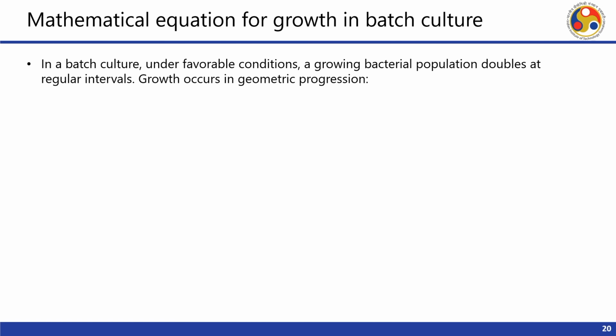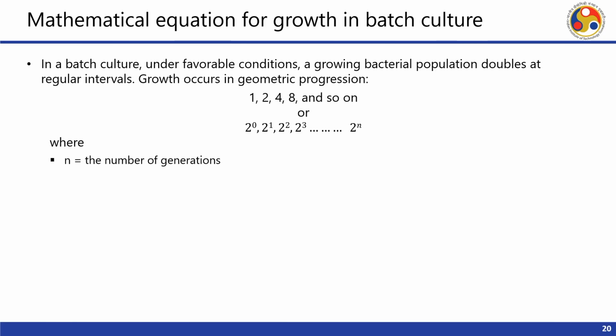The mathematical equation for growth in a batch culture. In a batch culture, under favorable conditions, a growing bacterial population doubles at regular intervals. Growth occurs in geometric progression. From 1 it will become 2, then 4, 8 and so on. So, we can represent these as 2 to the power 0, 2 to the power 1, 2 to the power 2, 3 and 2 to the power n.